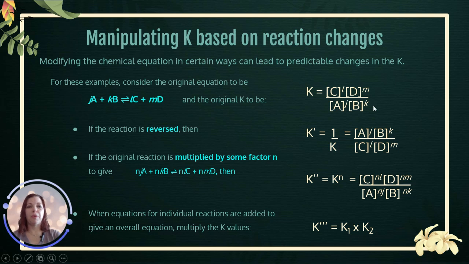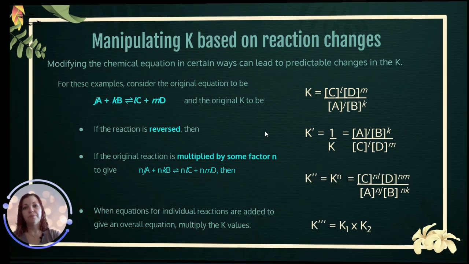And that would be the same as combining them into one K expression, because we would simply be taking all of your products and putting them in one numerator, and all of your reactants and putting them in one denominator. And so that is mathematically equivalent to just multiplying your K values.